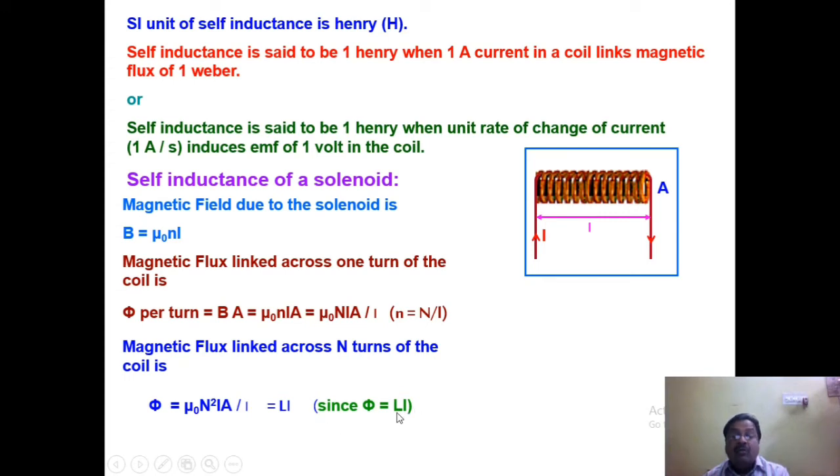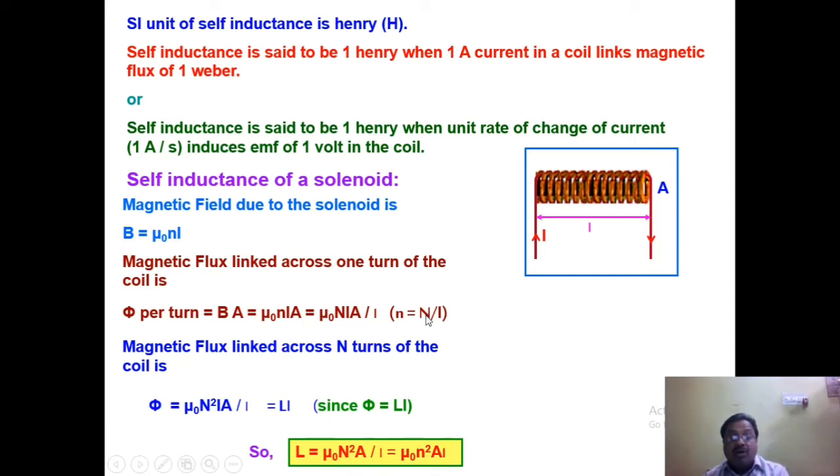But phi equals Li, the coefficient of self-induction into current. So I replace phi here with Li. Right hand side I, left hand side I gets cancelled. So L, the self-inductance, will be mu 0 n square A by L. And this is mu 0 n square A by L.